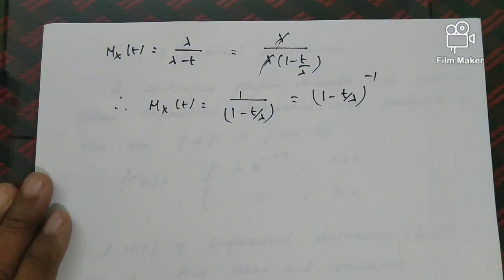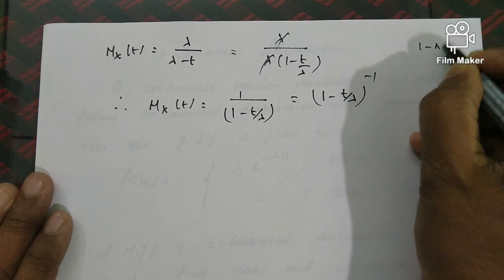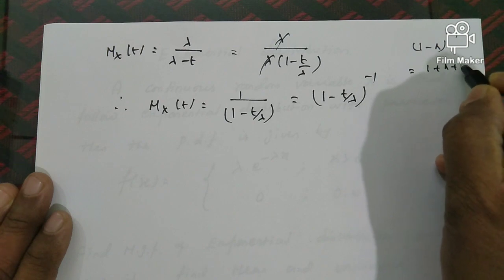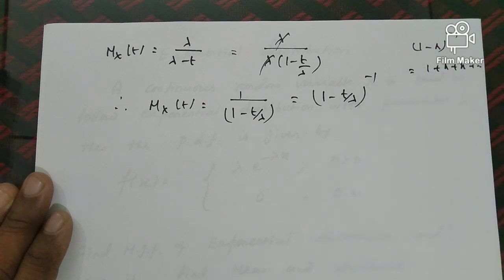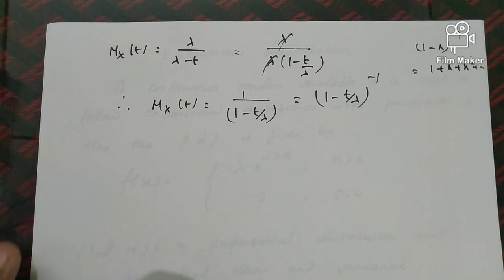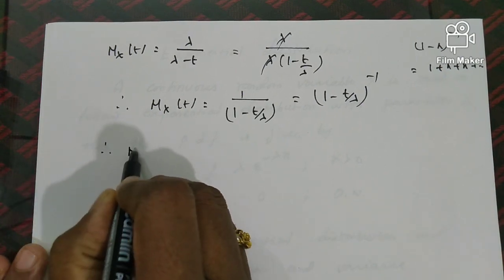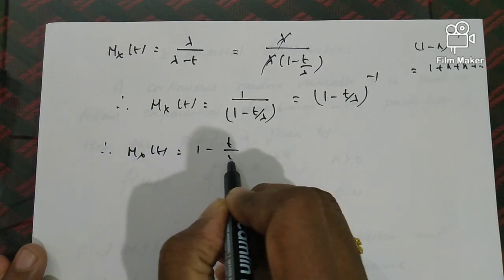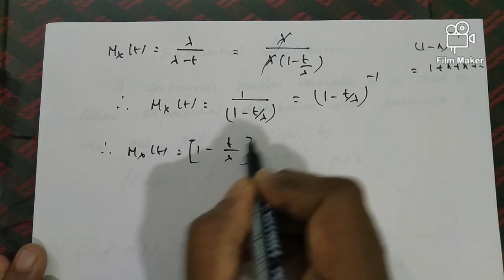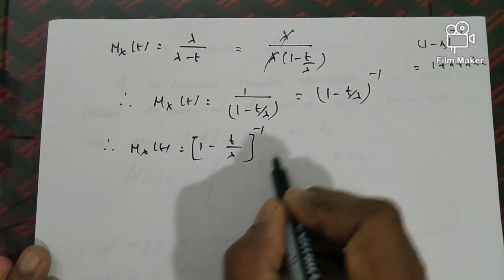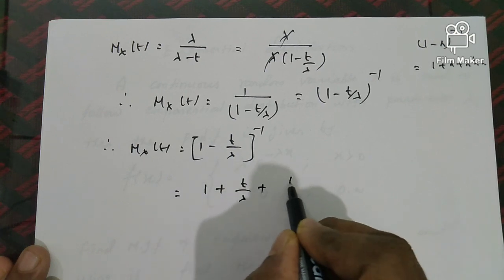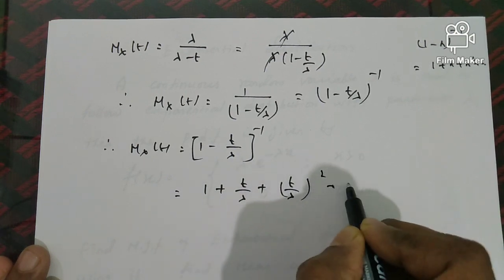Now this is of the form (1 minus x) whole power minus 1. In the binomial expansion, this can be written as 1 plus x plus x square plus etc. So in the place of x, here we have t by lambda. Therefore our M_X of t is equal to (1 minus t by lambda) whole power minus 1, and this can be written as 1 plus t by lambda plus (t by lambda) whole square plus etc.